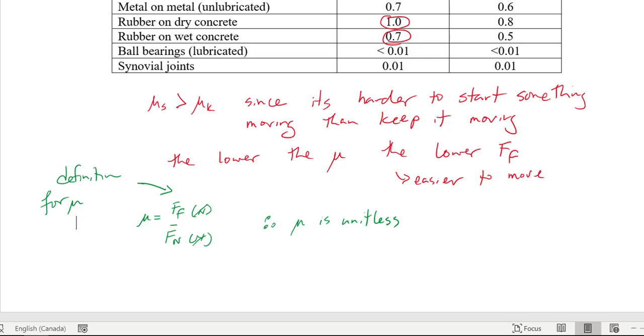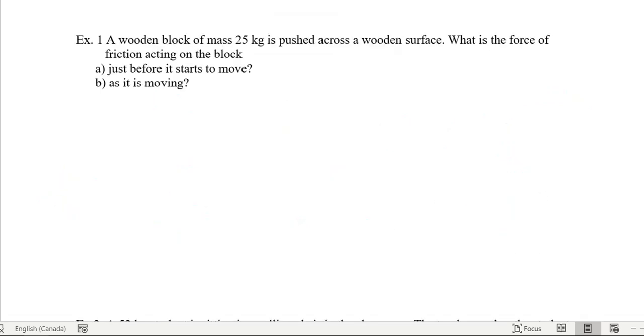Now, scientists like to rearrange that so that they say force of friction is equal to mu times Fn. This is actually a formula to calculate force of friction. So if we take a look at this example, we have a wooden block of mass 25 kilograms pushed across a wooden surface. The question is, what is the force of friction acting on the block? For A, we are just looking for it just before it starts to move.